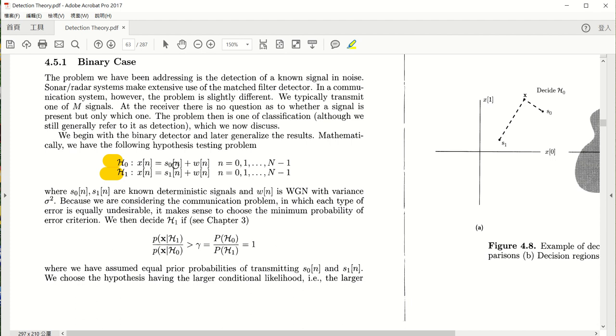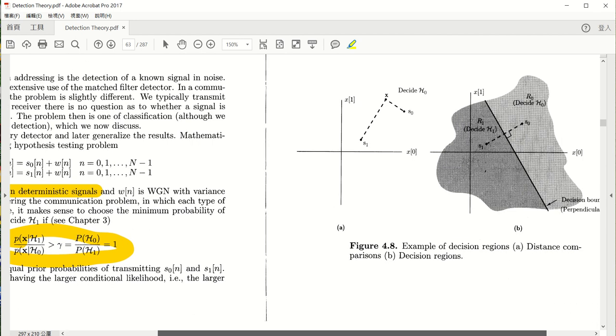In such cases, we have H0 that has S0. Previously, we always assumed this part to be 0, but to be more general, we will not assume it to be 0 anymore. We will just assume there is a signal called signal 0, and it's disturbed by a noise W. And H1 has a signal S1, and S0, S1 are deterministic signals. W has variance sigma squared. So we do this likelihood ratio, and it has been done previously. It's just a quick review.